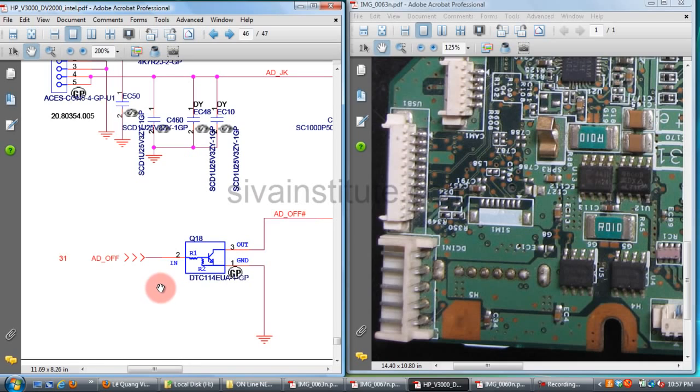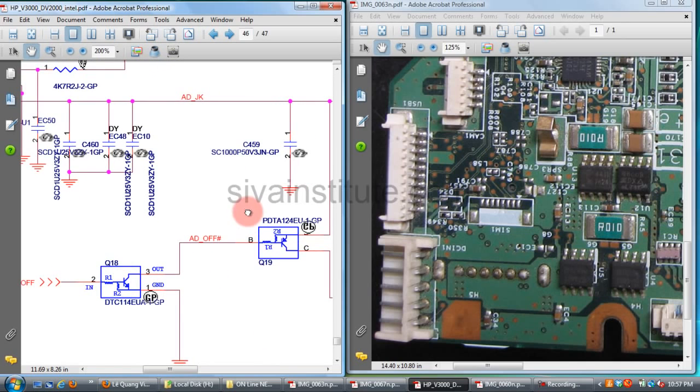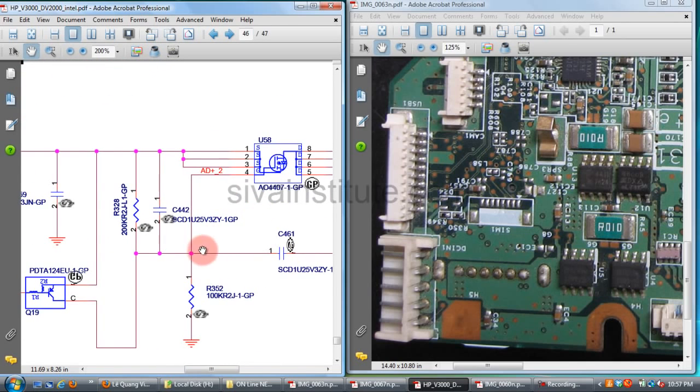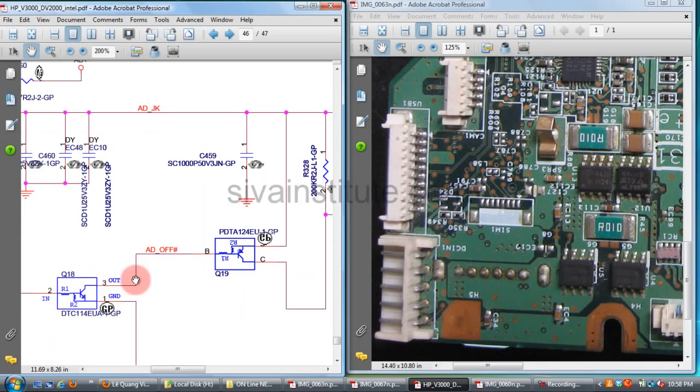When the motherboard is shorted, this adapter off voltage of 3 volts comes to pin number 2 of Q18. When this voltage is present here, this voltage goes to 14 volts. When this voltage goes to 14 volts, the output voltage will not be present. So the input voltage is okay, but there is no output at these points. You should check these two transistors.